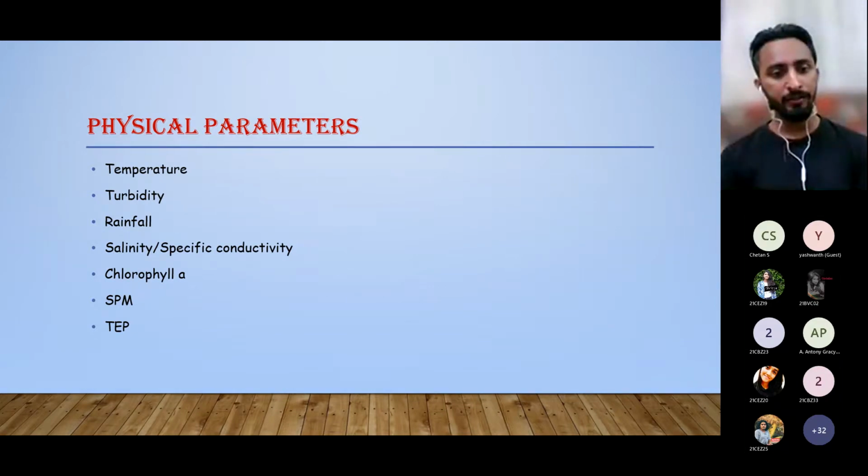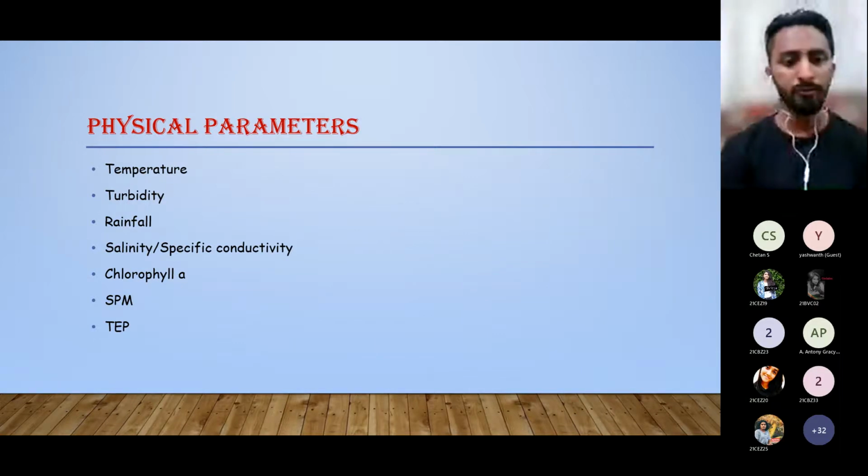Next is TEP. TEP is a very complicated parameter. It stands for transparent exopolysaccharide. Since it's quite complicated, I won't go into details. I'll just explain in a very simple manner. In an environment, phytoplankton as well as bacteria undergo certain mechanisms, and in that process, they release certain substances in the water body. One of the substances is dissolved carbohydrate.